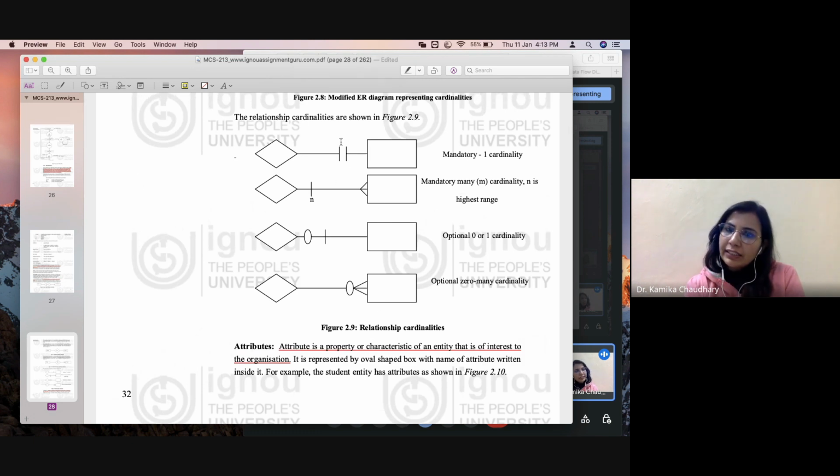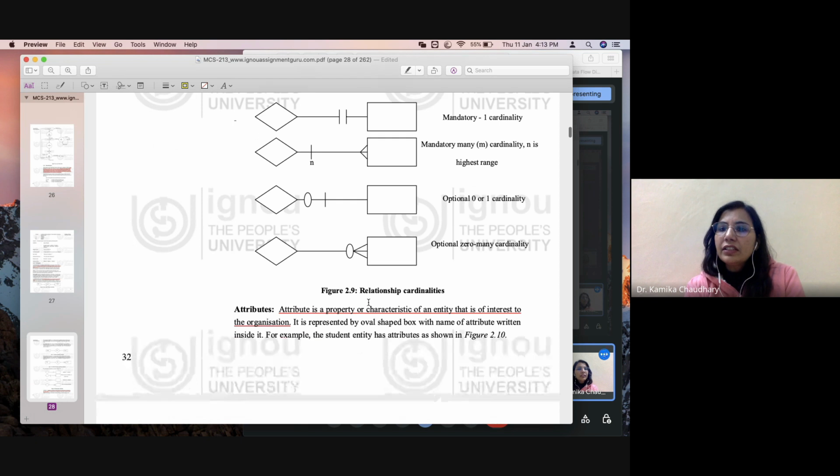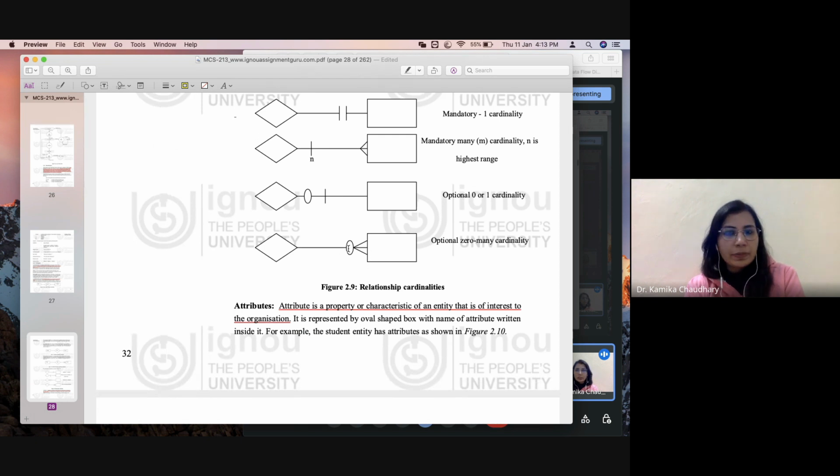When one cardinality, use this symbol. When N is the highest range of the cardinality, just represent it with an N and this V sign. When zero or one cardinality, just draw zero, and one is represented by this vertical symbol. And when there is zero or many cardinality, just represent it like this.